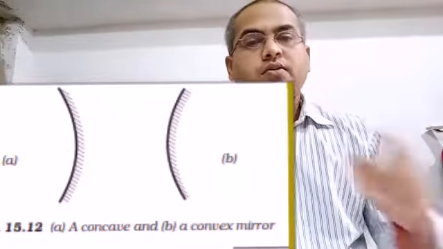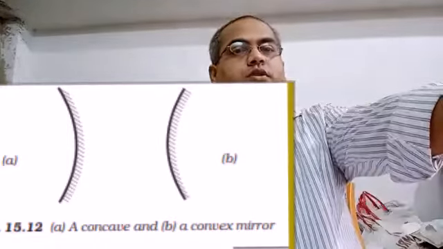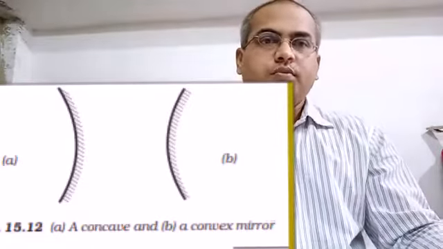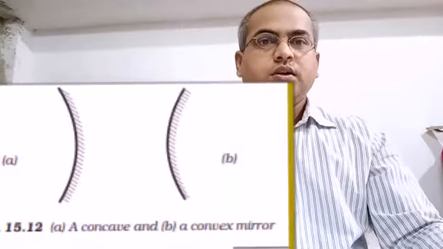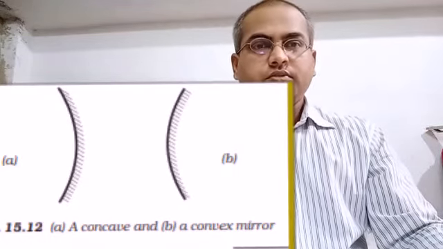See the condition. If you are observing your image in a spoon, you will see that the image is larger and it is also erect. Now increase the distance of your face from the spoon. You will find that an inverted image is formed, means upside down.